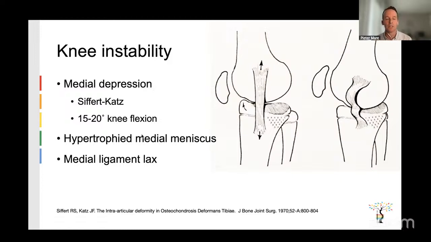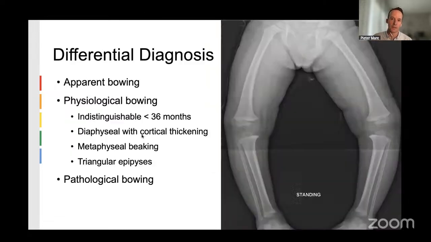And they described this medial defect when the medial femoral condyle engages with a defect in 15 to 20 degrees of knee flexion. The MCL then becomes lax and the knee is unstable. They also found an associated hypertrophied medial meniscus. So this is really going to come into play later on when we need to select the optimal surgical strategy to correct the deformities here.